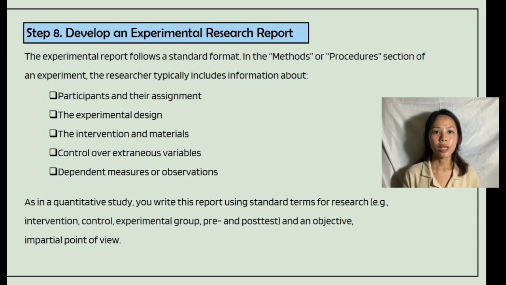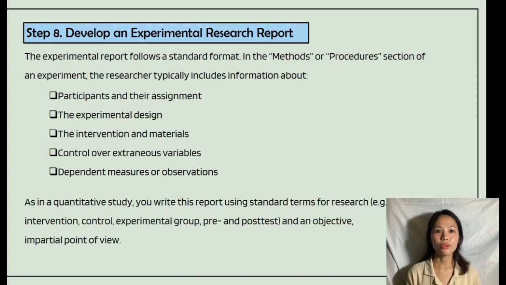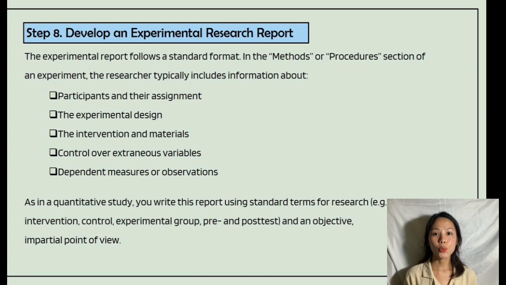apparatus, or software. Next is the control over extraneous variables. It involves detailing the strategies implemented to minimize their potential influence on the study's outcomes. Lastly is the dependent measures or observations. This involves explaining what variables were measured or observed during the experiment to assess the effects of the independent variables. This section should outline how the dependent measures were collected, recorded, and analyzed to ensure the study's validity and reliability.